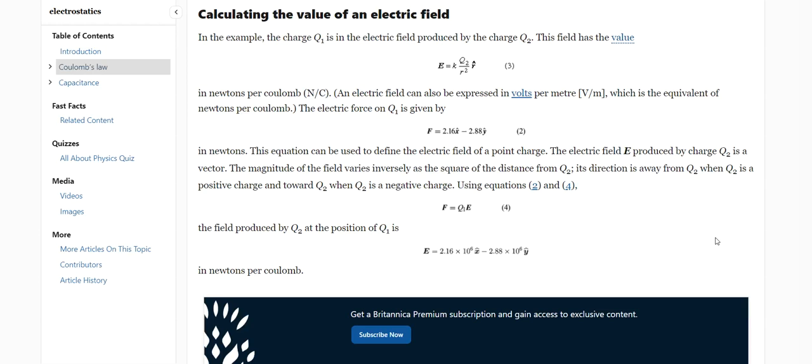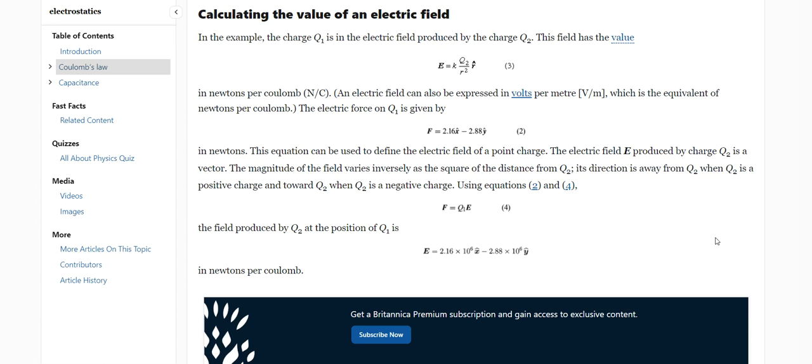Calculating the value of an electric field. In the example, the charge Q1 is in the electric field produced by the charge Q2. This field has the value in newtons per coulomb, N/C. An electric field can also be expressed in volts per meter, which is the equivalent of newtons per coulomb.